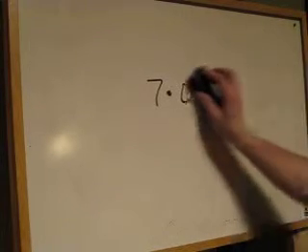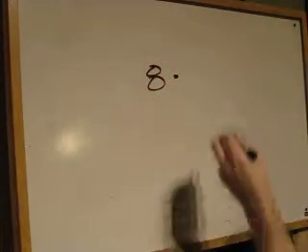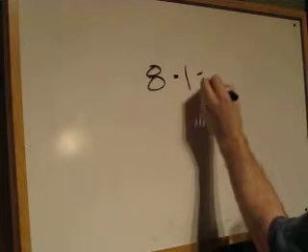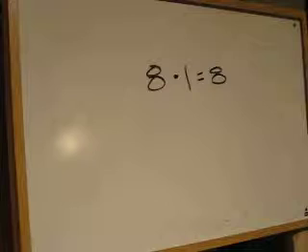The second little green box there is called the multiplication property of 1. What it says is that when we multiply any number times 1, we will always get that number back.